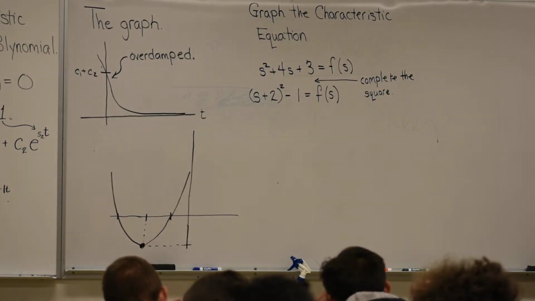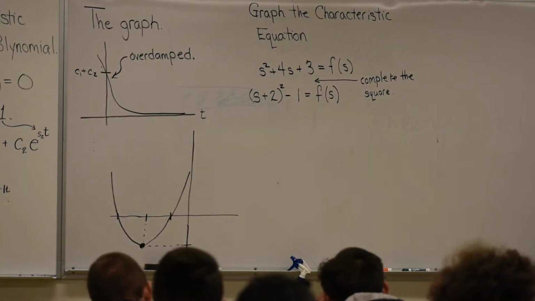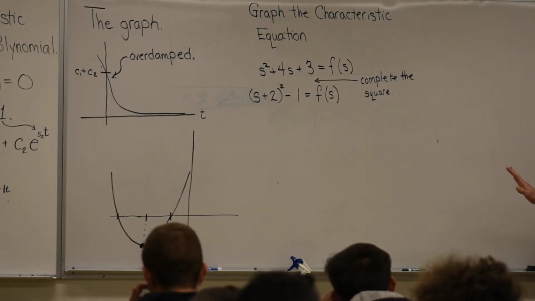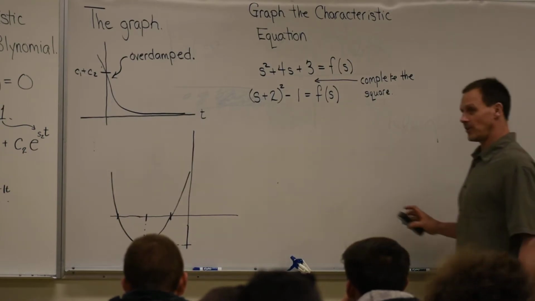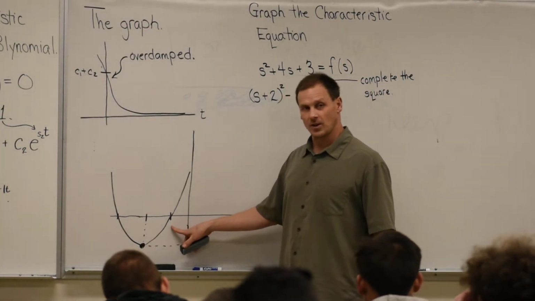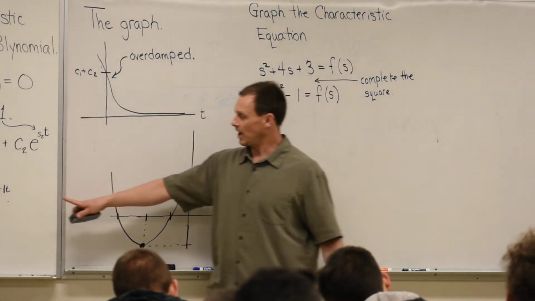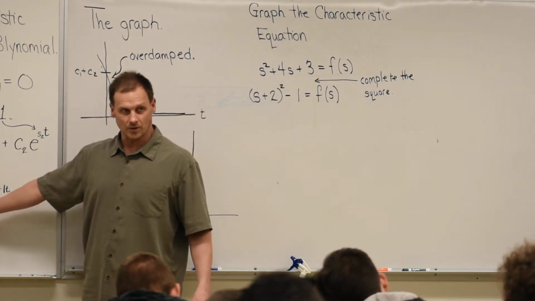So that's our first one. So let's try this again. Any questions on that? Okay. So notice that if our characteristic equation has, in this case 2 real roots, we have 2 real solutions.